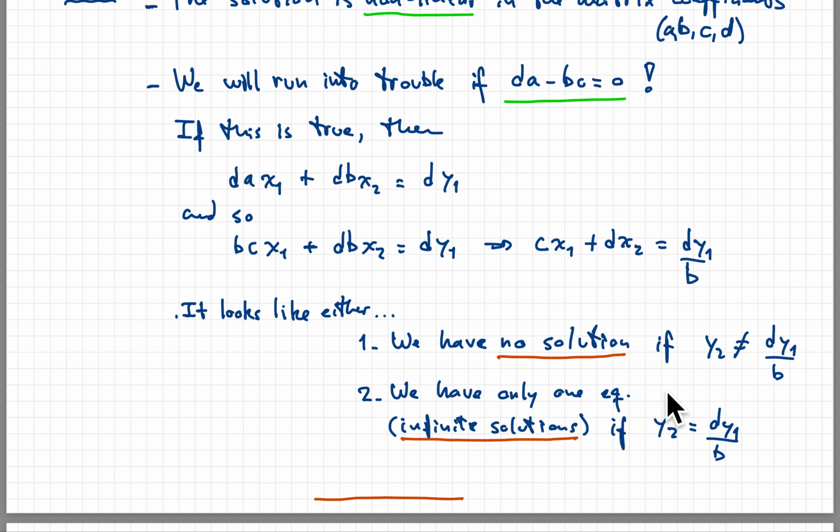Now, if they are equal, if y2 is equal to dy1 over b, then again, under this condition, what you have is two equations that have the same information. You have one equation that tells you cx1 plus dx2 equals this, and you have another equation that tells you the same thing. So you would have two equations with no new information, so really just one equation with two unknowns. One equation with two unknowns means you have an infinite number of solutions.